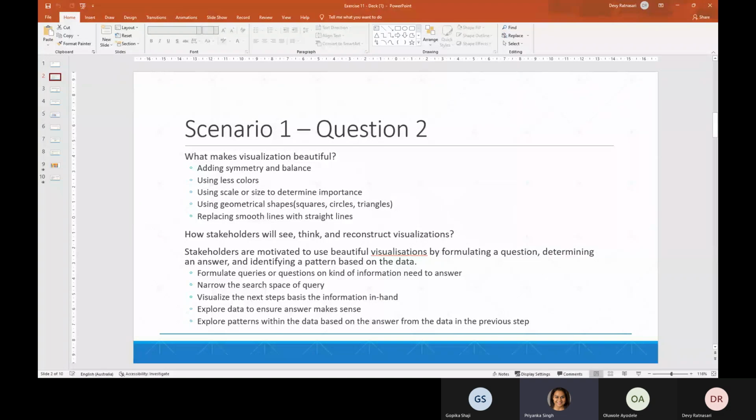The second question was how stakeholders will see, think, and reconstruct visualizations. Stakeholders are motivated to use beautiful visualizations by formatting a question, determining an answer, and identifying the pattern based on the data. To answer stakeholders' questions, we should formulate queries and questions on the basis of information available. We should narrow the search space of the query and visualize the next basis for the information in hand, for data understanding. Explore the data to ensure answers make sense, and then explore the additional patterns within the data to answer the questions in the previous steps.